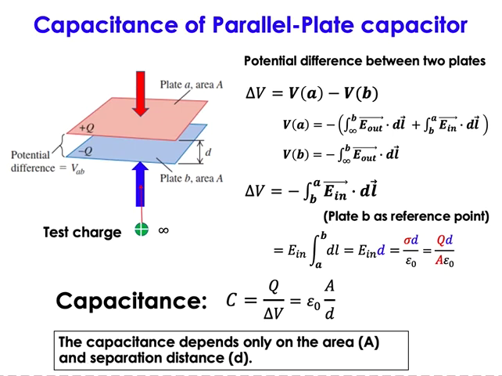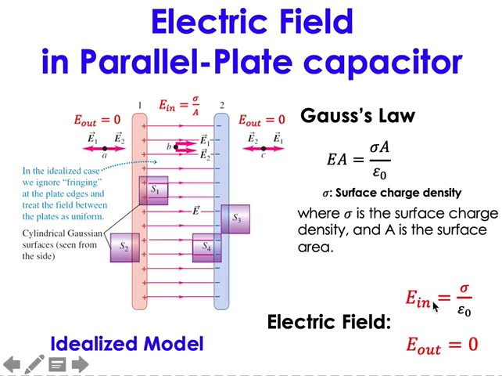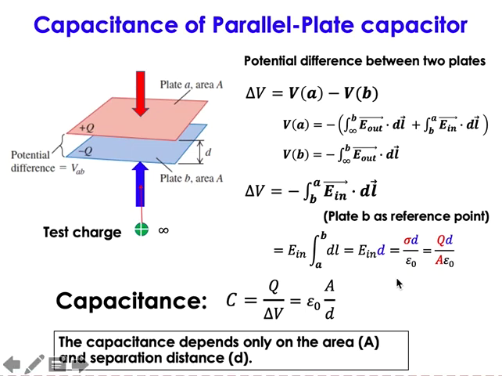Just now, we studied that the electric field inside the parallel plate is equal to sigma divided by epsilon 0. So we can use sigma divided by epsilon 0 times d. Here, sigma is surface charge density. It is equal to total charge Q divided by surface area A.